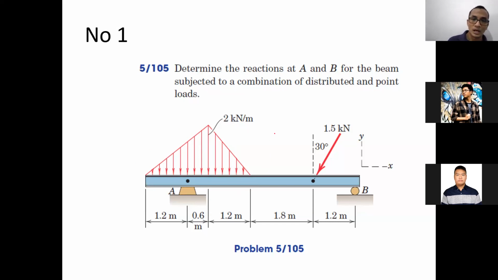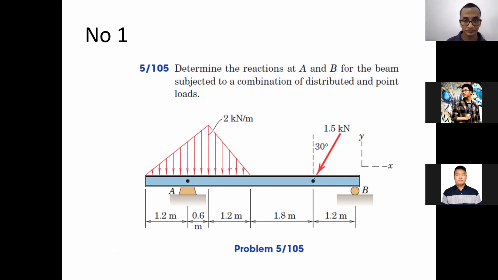Okay, and how to treat this distributed force. Basically, we have two triangular distributed forces. The first one is this one, and the second one is the one on the right, this one. So we have two distributed forces there, and both have the shape of a triangle. As long as you know how to treat both, then you can replace both with concentrated forces, and then you can find out the reaction force at A and B.